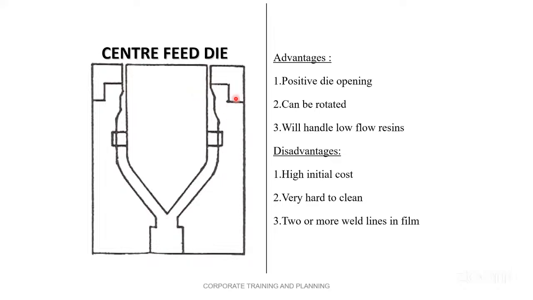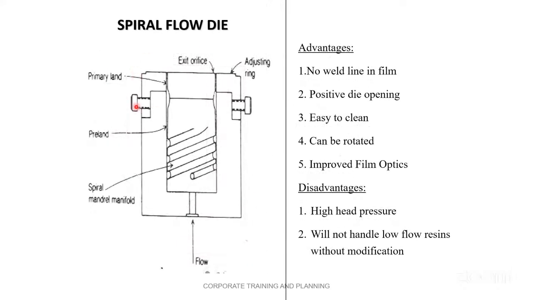Here it is a round one, and you can rotate this. By rotation, you can adjust the thickness of the film. Thickness adjustment is very possible in this case. Now, spiral flow die. This is also a unique process.